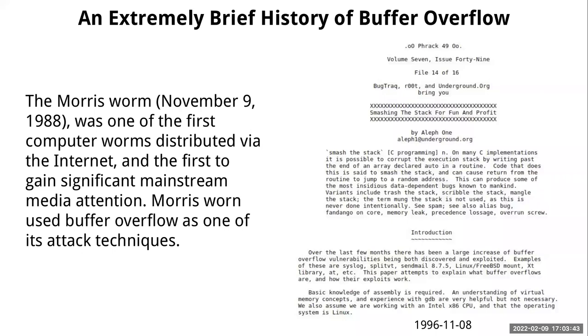So there was a student at Cornell University. I believe he was an undergraduate student at that time. Right now, he's a professor at MIT, very famous for his work in theoretical computing and also systems. His name was Robert Morris. He wrote the infamous Morris Worm back in 1988. The worm attacks other computers on the internet using buffer overflow vulnerabilities as one of its attack vectors.